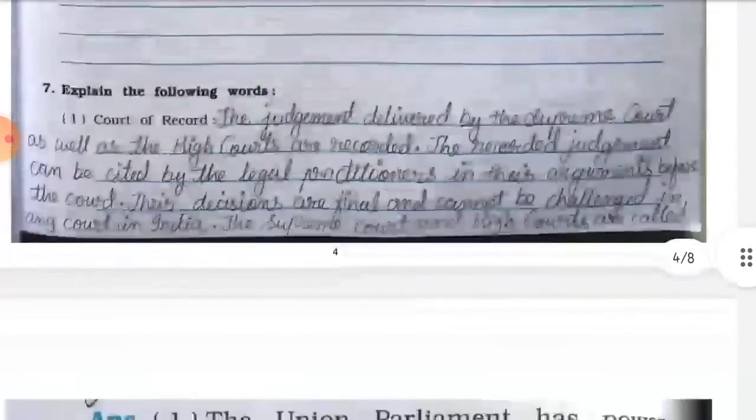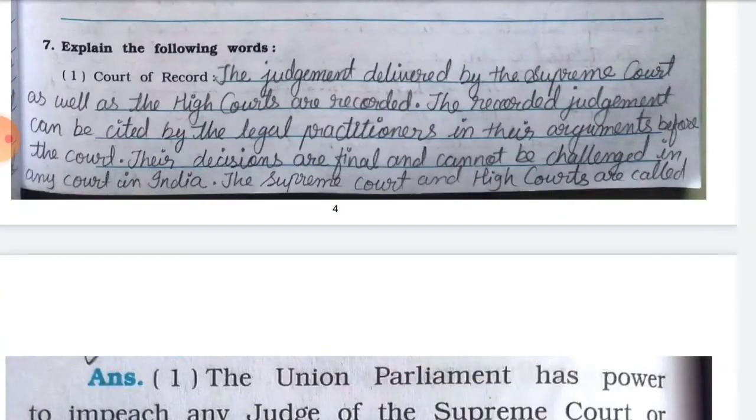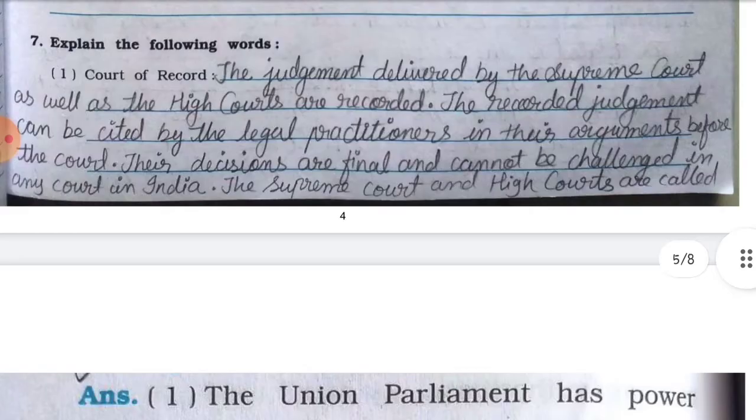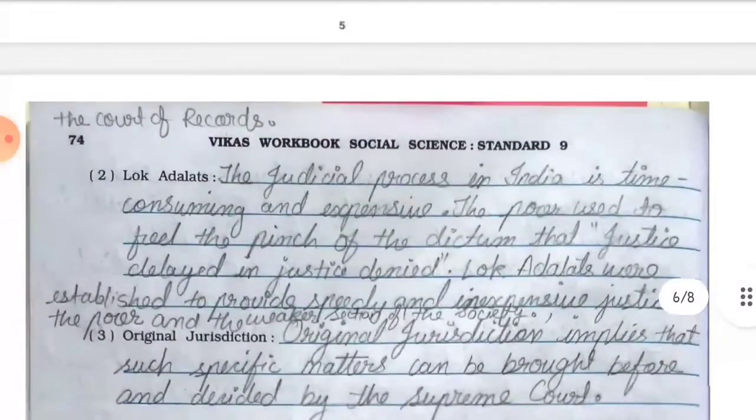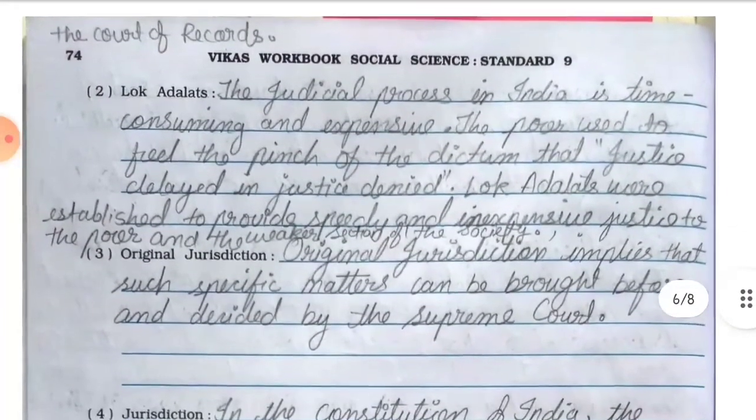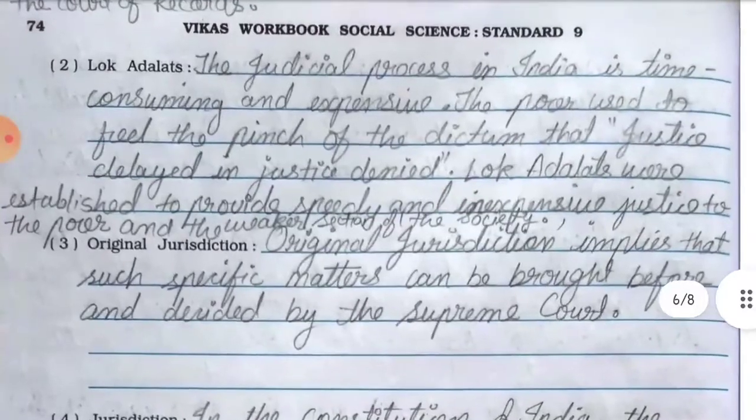Next, question number 7. Explain the following words. Number 1. Court of Record. Answer. The judgments delivered by the Supreme Court as well as High Courts are recorded. The recorded judgments can be cited by the legal practitioners in their arguments before the court. The decisions are final and cannot be challenged in any court in India. The Supreme Court and High Court are called the Court of Records.